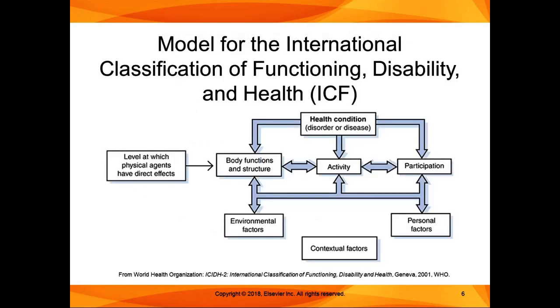So this is the graph that is the model of that ICF. And so the level at which physical agents have direct effects is body functions and structure, but it doesn't really necessarily have an effect on the disorder or disease. It certainly doesn't affect the patient's participation or their personal factors or environmental factors, and the goal being to increase the person's activity. So we can affect it on a small level in just one box with the physical agents, one contributing factor, but there are lots of other contributing factors that we have to take into account.